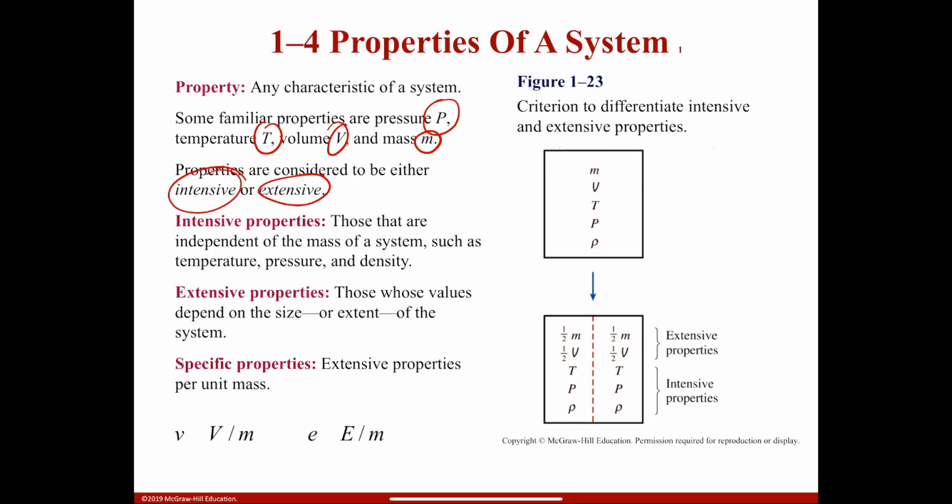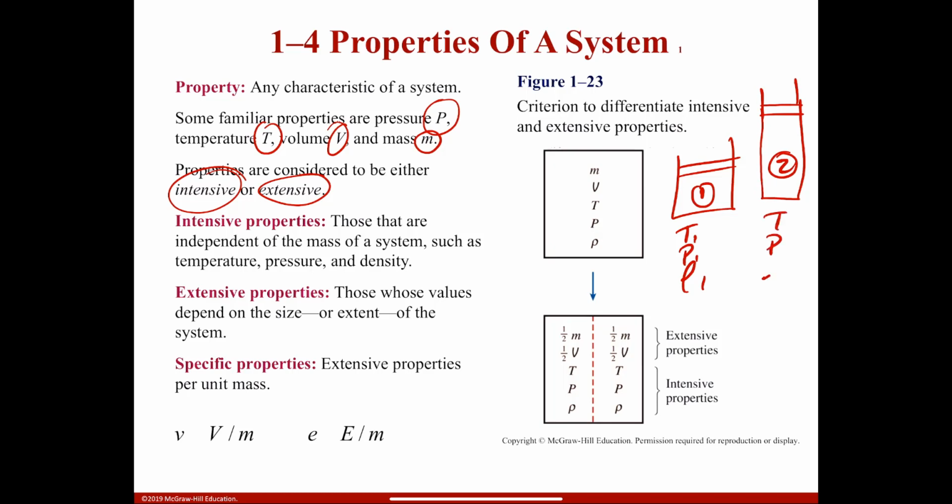The extensive properties, on the other hand, depend on the size. So if you have, for example, state number 1 and you have your piston like that, and then at state number 2 you have your piston like this, right? At state number 1 you're going to have temperature, pressure, and density. This is 1, 1, and 1. You're going to have temperature, pressure, and density at state 2 as well, 2, 2, 2. They're independent of the mass.